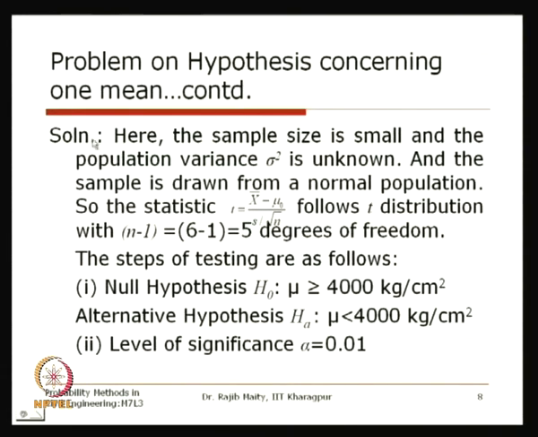So, here the sample size is small, the population variance is unknown, and the sample is drawn from a normal population. So, the test statistic, as we have discussed so far, is t equals x bar minus mu naught divided by s by square root of n, which follows a t distribution with n minus 1 degrees of freedom. n is equal to 6 here, so 5 degrees of freedom. Our null hypothesis is that mu is greater than or equal to 4000 kg per centimeter square, which is our specification. We have to test whether it is below our specification, so in the alternative hypothesis we put that mu is less than 4000 kg per centimeter square, and alpha is equal to 0.01.